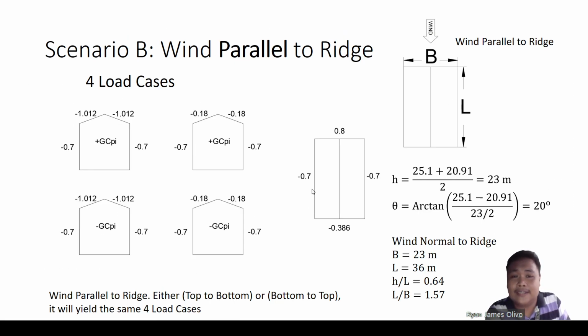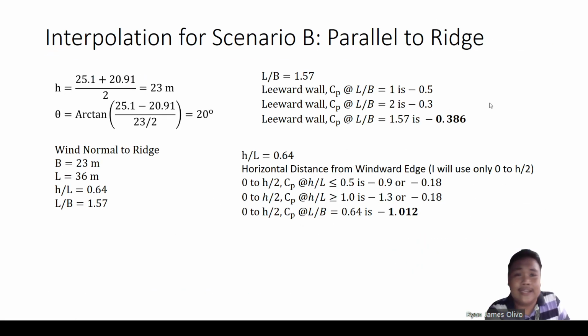So let's go back here. And finally, this is my interpolation. So don't bother anymore about this. I know you know how to interpolate. And this is for scenario B. So this is how I get negative 0.386 for the leeward wall. This is how I get negative 1.12 for the roof for the parallel to ridge.